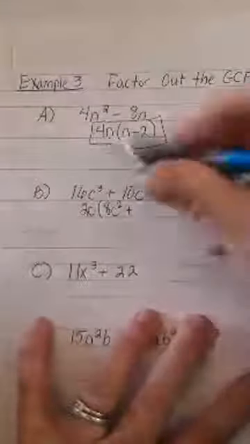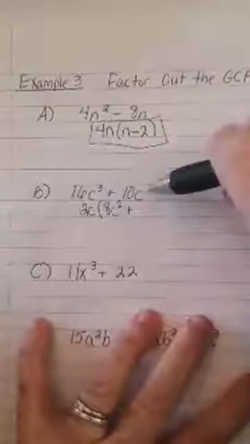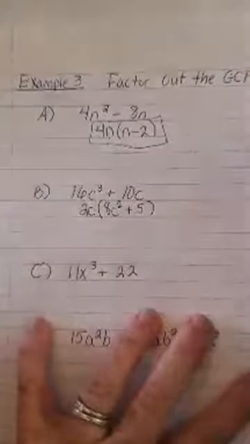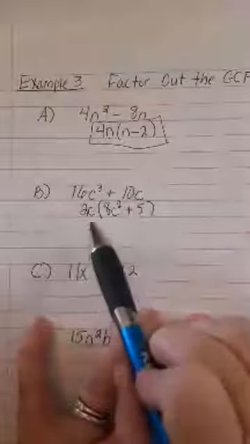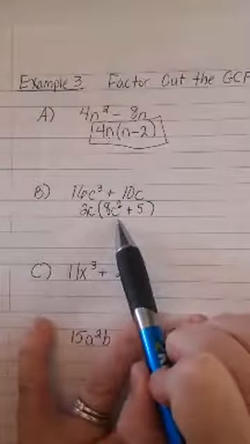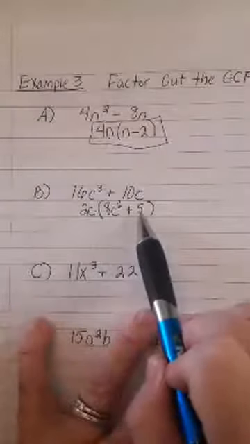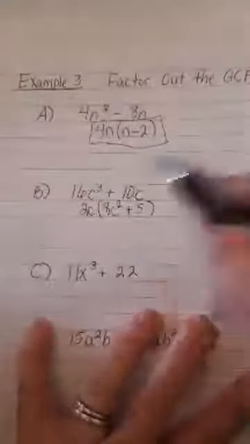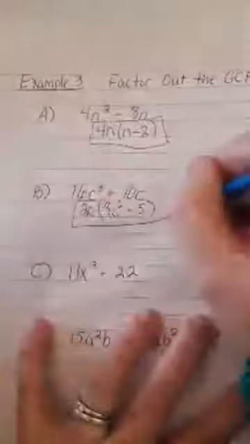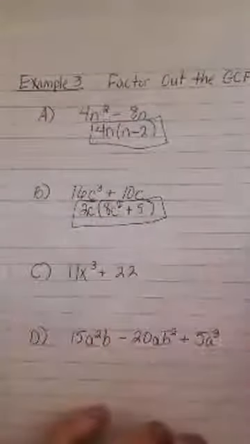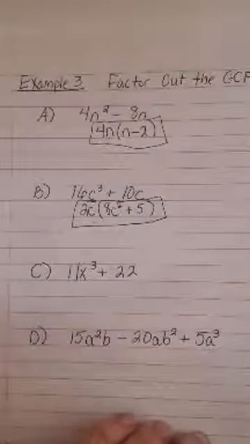Plus, what do you multiply 2c by to get 10c? And it's just 5. And then check it. 2c times 8c to the second is 16c to the third. 2c times 5 is 10c. And you have your answer. So I'm going to stop for a second and let y'all say yes if you understand it, no if you don't.